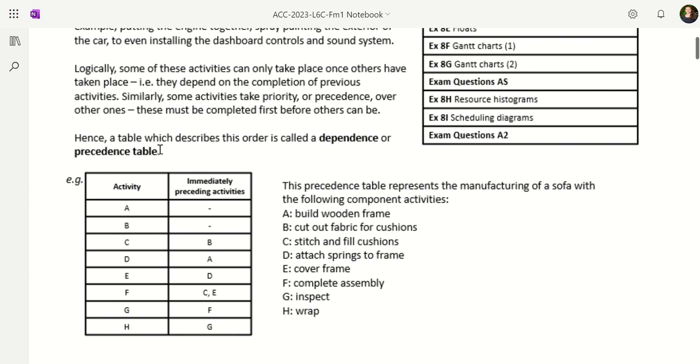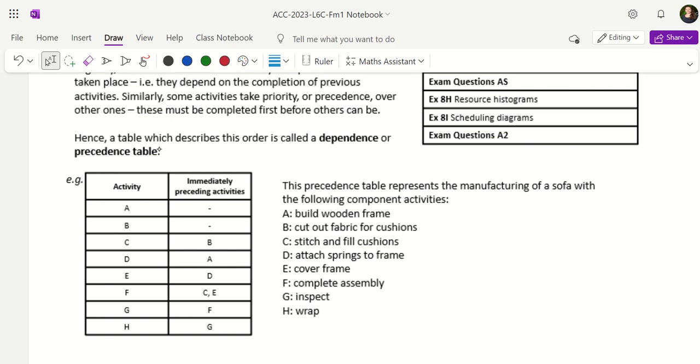Here's an example of a precedence table on your screen over here. So let me make sure I've got my pen on so I can circle things. So we've got activities on the right hand side over here, and we're just calling those activities a letter, really to be succinct. You can see over here on the right hand side what each of the letters mean. So A, for example, means to build a wooden frame. B means to cut out fabric for the cushions, and so on.